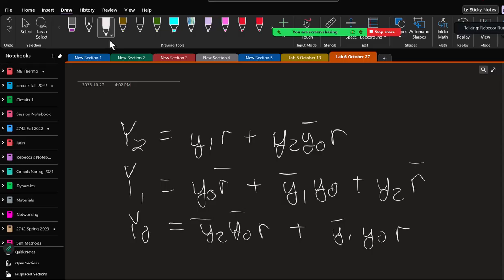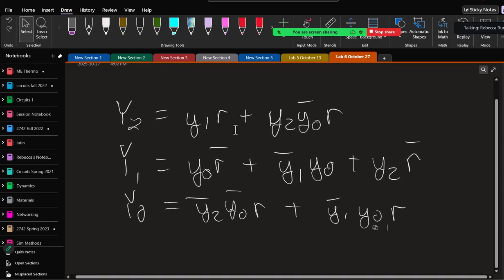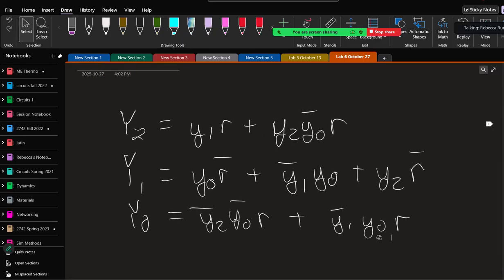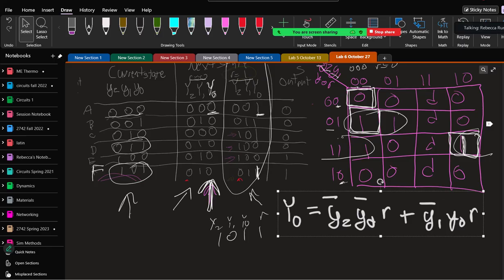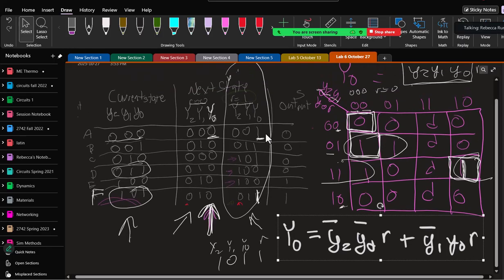Okay, now the last thing we need to do is get our output. The output is going to be easier because the output didn't depend on the input. So the output we had was 1 just for E and F.